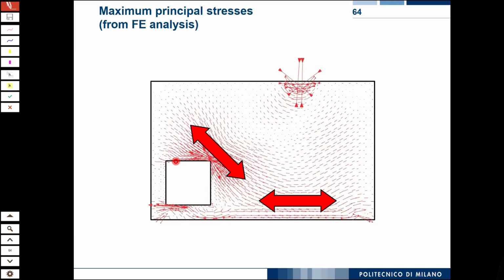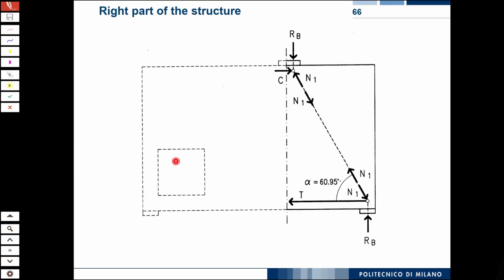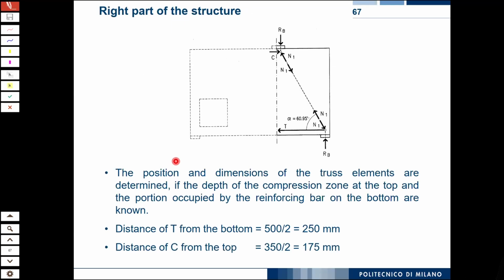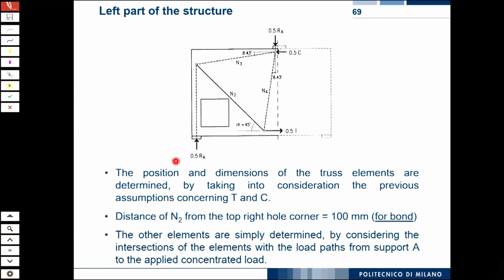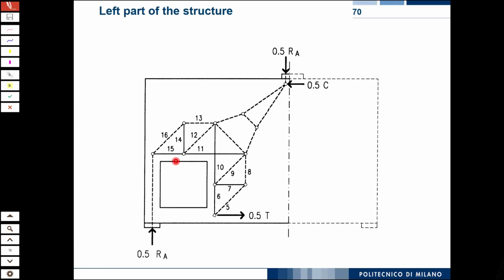So actually, you see that there is a region in which these tensile stress flows are distributed. That is the reason for which the structural designer ended up figuring this mechanism. Well, this is a little bit more complicated. Simply, you have to do more calculations to find the forces, but it's okay. So you can have this.